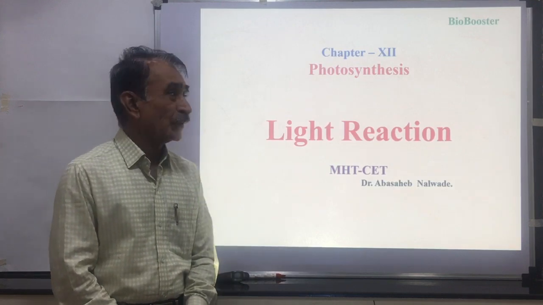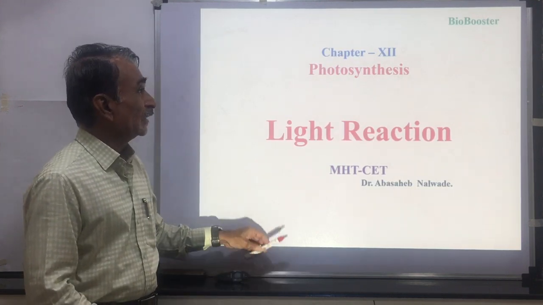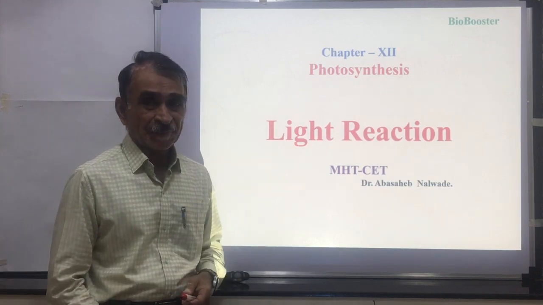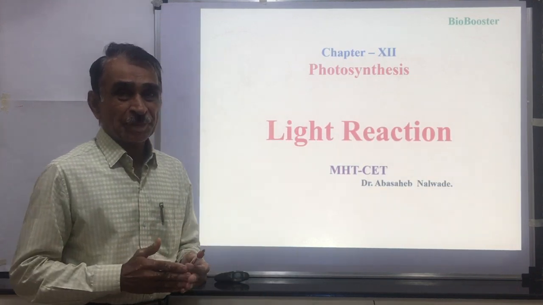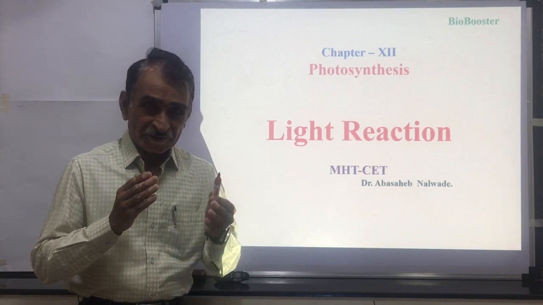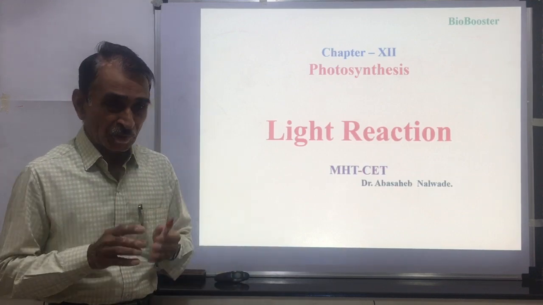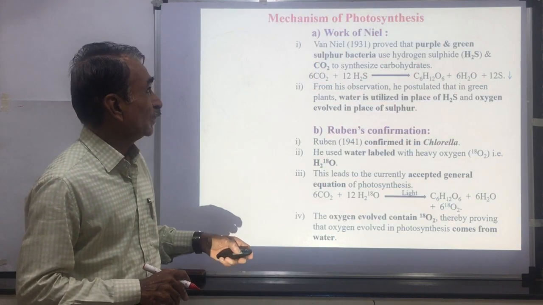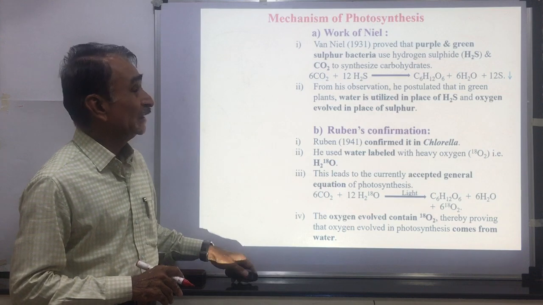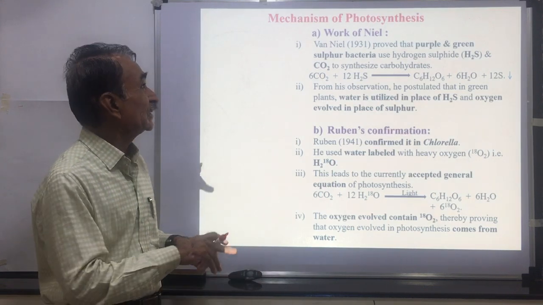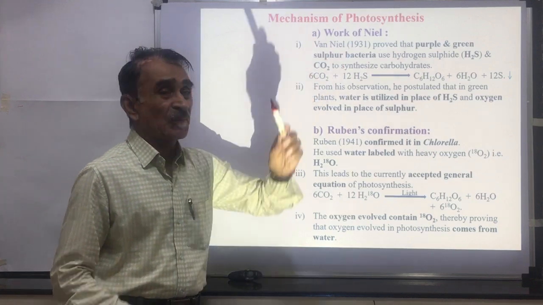In the previous video we started with chapter number 12, photosynthesis. We saw the introductory part of photosynthesis, that is the structure of a chloroplast, then photosynthetic pigments, etc. In this video we are going to proceed towards the light reaction, in which the first point is the mechanism of photosynthesis.